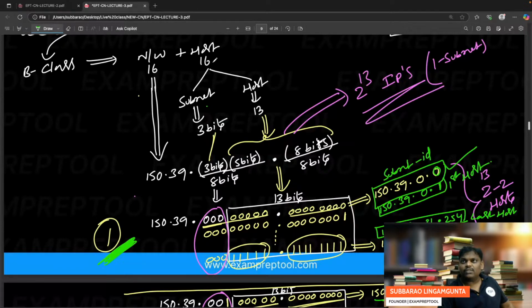8 can be written as 2 cube. So 3 bits are required for subnet. Why 3? 2 cube, 8 subnets required. So 3 bits for subnet. So out of 16, remove 3, which is going to be 13 bits for host. So with the 13 bits, 2 power 13 IPs are possible for one subnet.